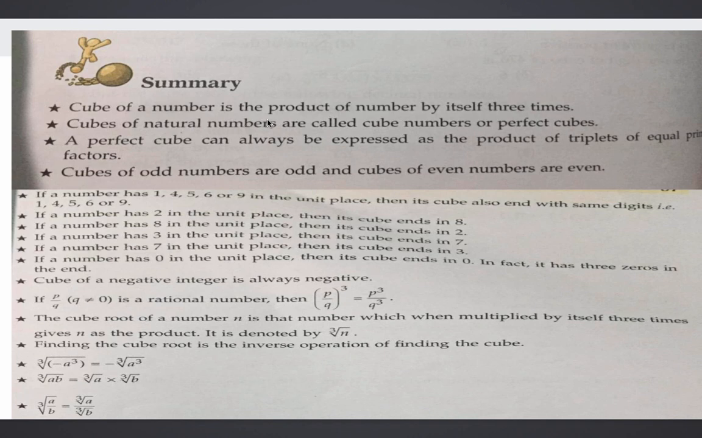Next is cubes of natural numbers. Now natural numbers begin from 1 and there is no end to it. 1, 2, 3 and so on. All the numbers are natural numbers. Cubes of natural numbers are called cube numbers or perfect cubes. For example, 1 cube is 1, 2 cube 8, 3 cube 27. So these are 1, 8, 27, 64, which is the cube of 4, 125, which is the cube of 5. So these are all called perfect cubes or cube numbers.